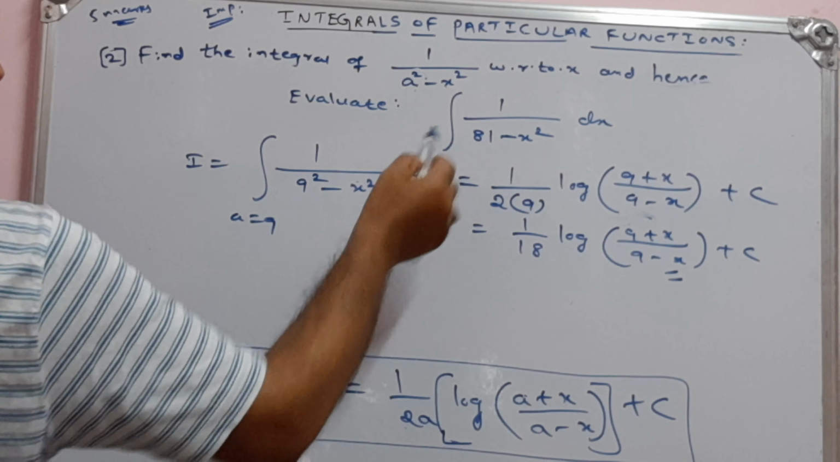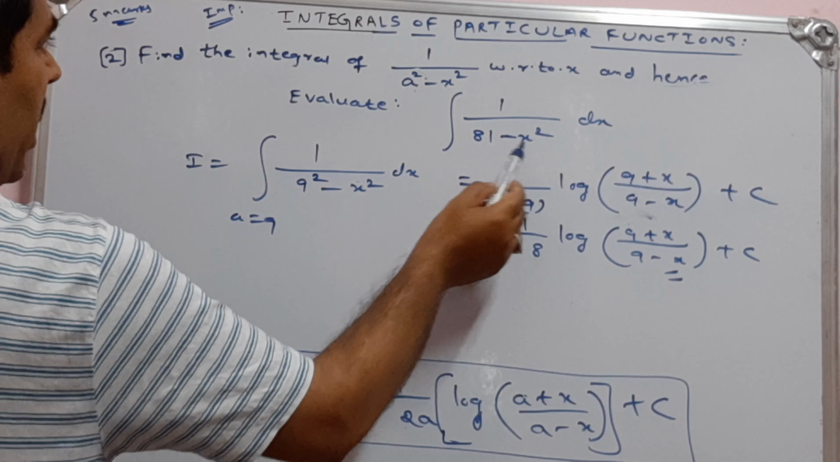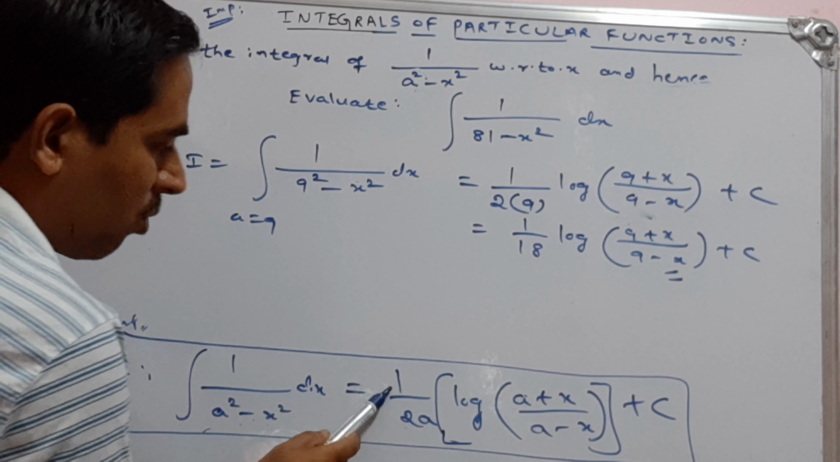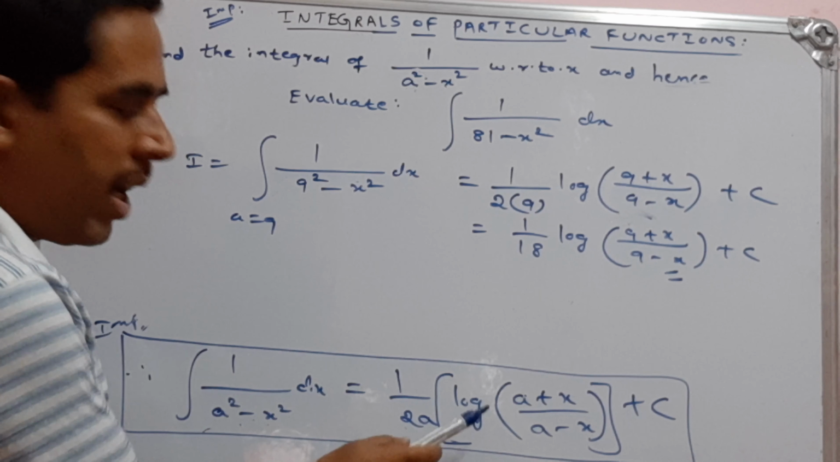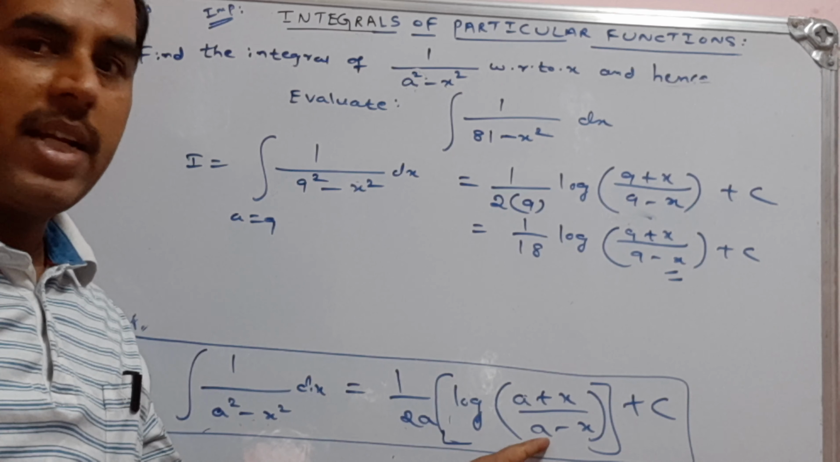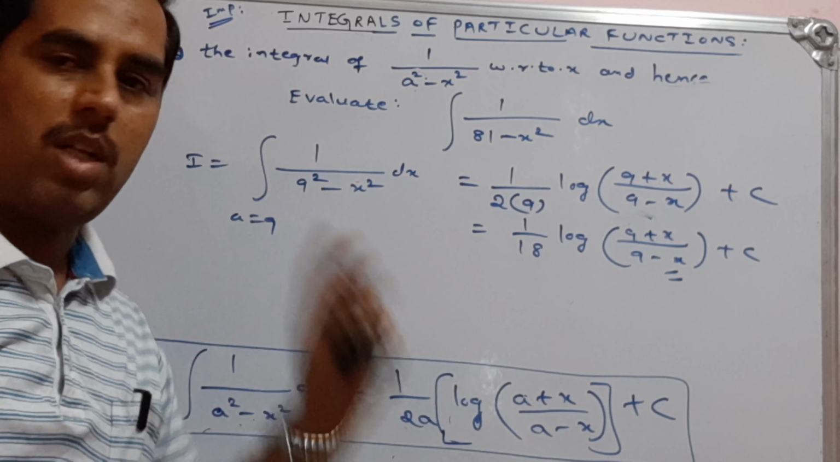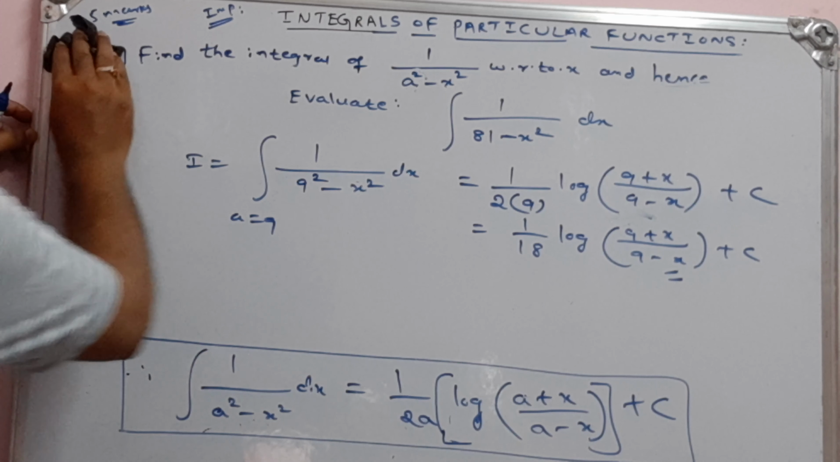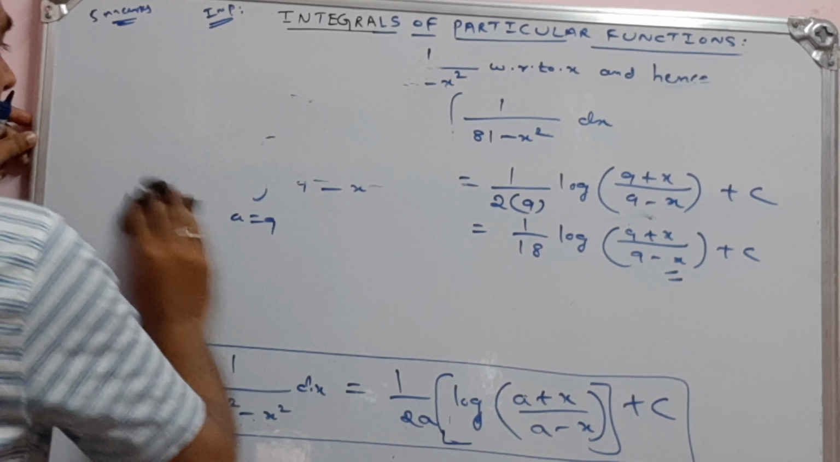So here we can make the correction. Integration of 1 by 81 minus x square. We have deduced this result: integration of 1 by a square minus x square is 1 by 2a into log of a plus x divided by a minus x. We can make use of that. So in this way we can integrate this particular function. We have deduced two results. So these are the standard integrals.